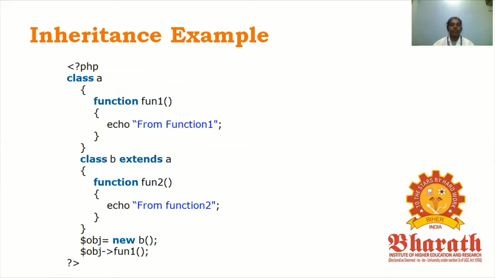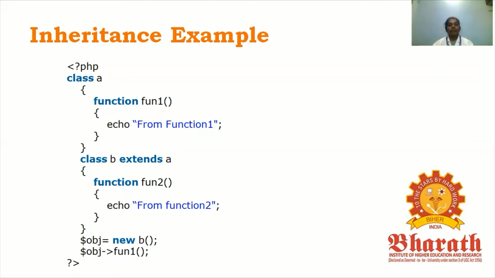In this example, A is the base class. What about B? B is the derived class. See the word after the class name B: the class B extends, meaning it is inherited from the base class A. Both classes contain one method, function 1 and function 2 respectively.